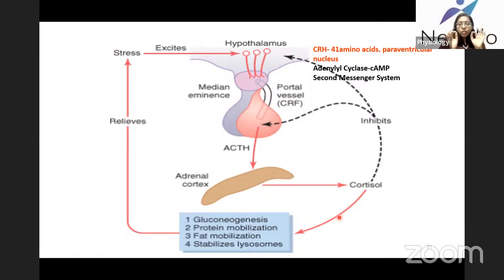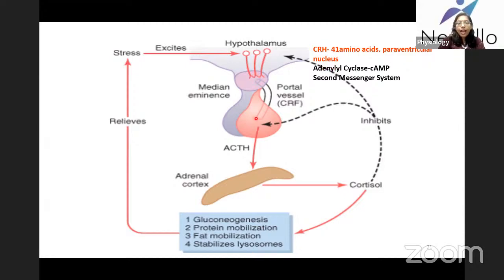I'll now give you a very short brief about the control or the regulation of the steroid production. This particular diagram is the hypothalamo-pituitary-adrenal axis. We all know that the hypothalamus secretes a hormone called corticotropin releasing hormone, which is a 41 amino acid peptide, especially secreted from the paraventricular nucleus.